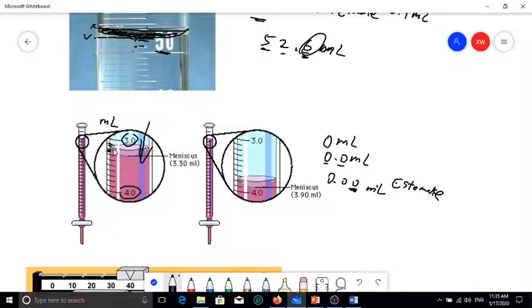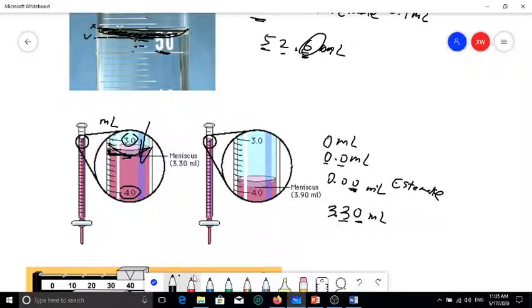Now this meniscus of the liquid level, again, you're looking at the bottom. The bottom here hits this line perfectly well. This is the 3.0, 3.1, 3.2, 3.3 line. So you can read out 3.3. But you have to estimate the second decimal, even though it's right on the line. On the line means it's 0.